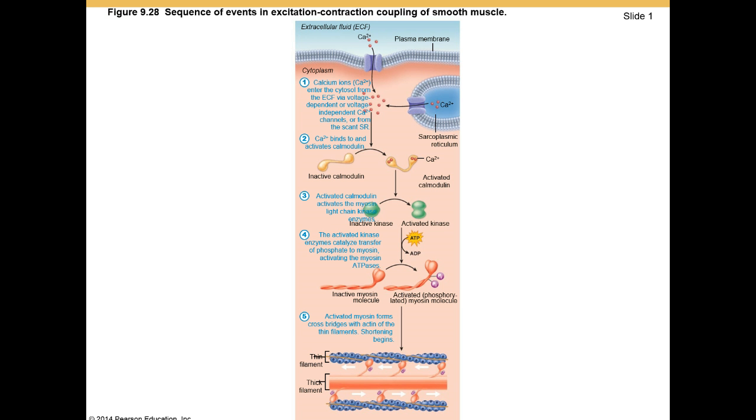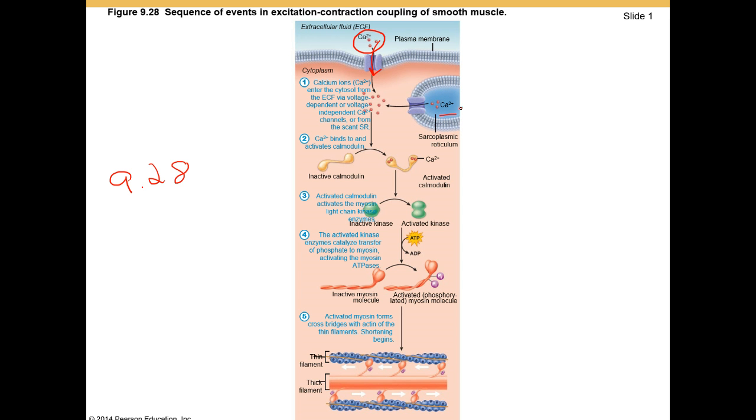So let's look at this series of events, and I know this may be a little bit hard to see on the video, but I want you to notice that this is figure 9.28 from your textbook. So you should take a look at that figure in your textbook and see this sequence of events. So mainly we have calcium. Up here we have our calcium coming in from the outside. Very little will come in from the sarcoplasmic reticulum.